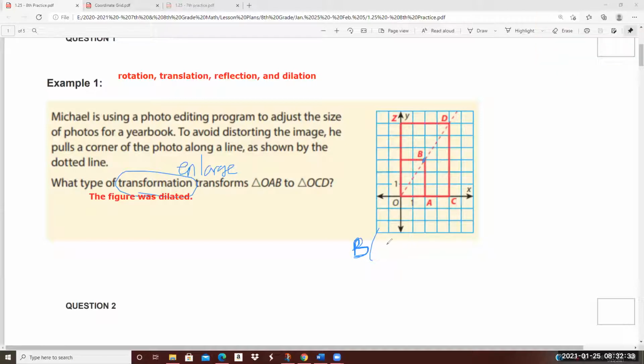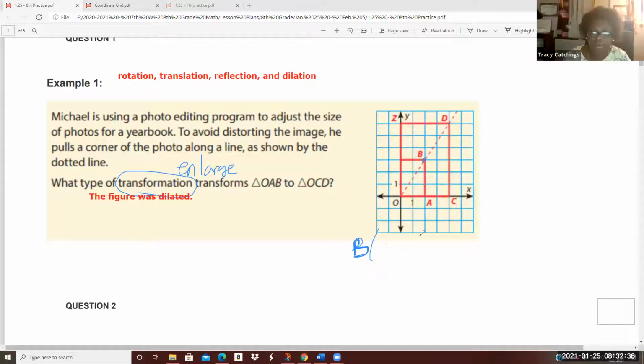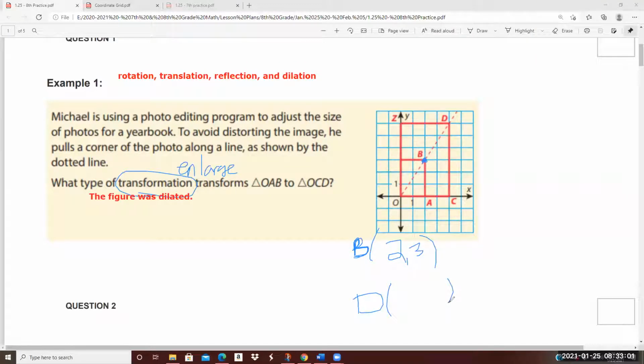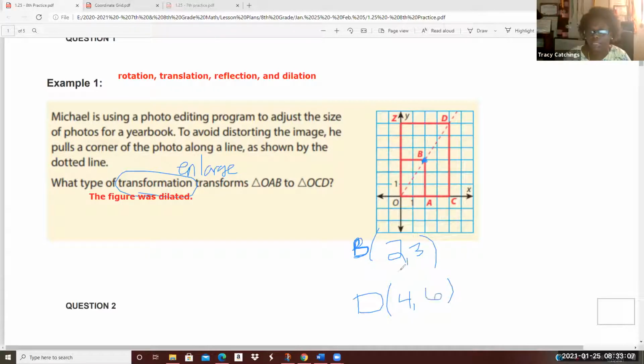2, 3. Good. What would be the corresponding point in the larger rectangle with B? Meaning what's in the same position as B, except it's in the larger rectangle. Good job, Marie. What's the location of it? 4, 6. So then I ask myself, what happened to this X coordinate 2 to get 4? And then what happened to 3 to get 6? What was multiplied each time?